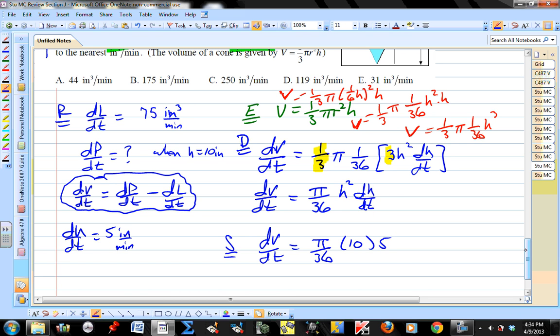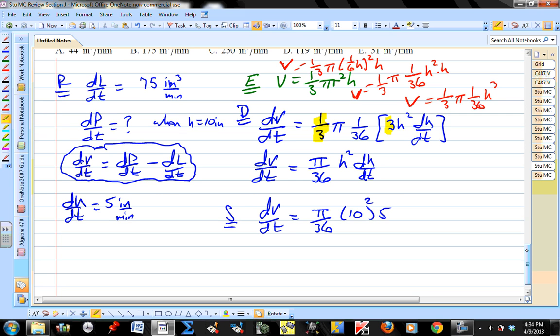Okay, we're getting closer. Oop. I almost forgot h squared. Oh boy. That doesn't mess you up. h squared, that has to be 10 squared. I initially forgot the exponent. We just put it back on. Our 10 squared is 100. 100 times 5 is 500. So we get dV/dt equals 500 pi over 36. Well, that's it.